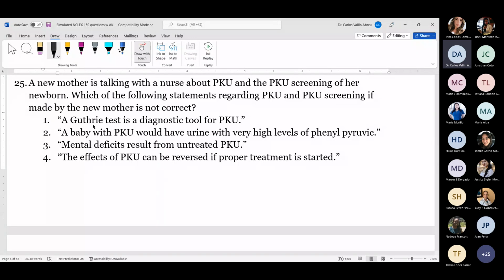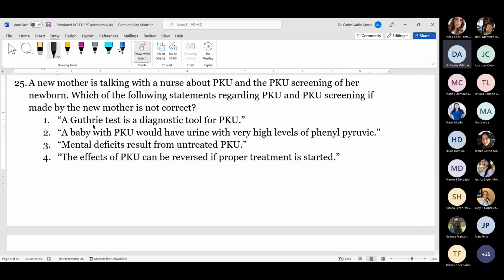So if they are not treated. Okay, what is interesting is that with adequate treatment, this brain damage can be prevented. If a child has the bad luck of being born with this metabolic problem, an adequate treatment can prevent the brain damage. Okay, so the effects of PKU that we are just commenting on, in the brain, can be reversed if proper treatment is started.